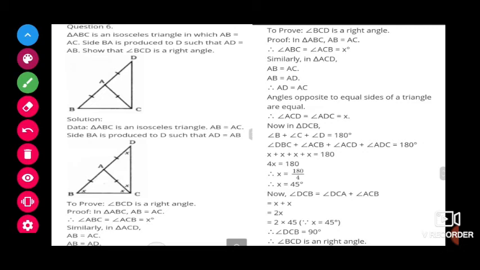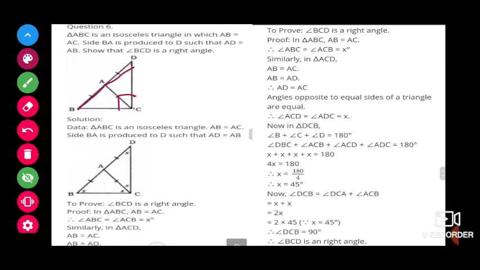Here what they are saying is, ABC is an isosceles triangle in which AB is equal to AC. So this side is equal to this side. And side BC is produced, we produced it this way, that means here AB is equal to AD. Now we have to show that angle BCD is a right angle. Thus we have to show.